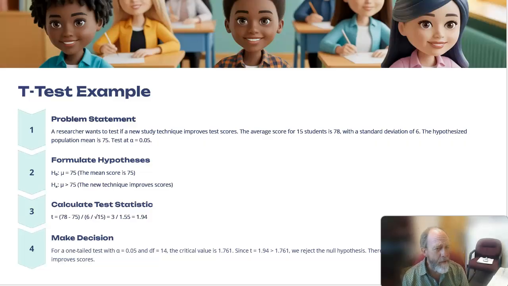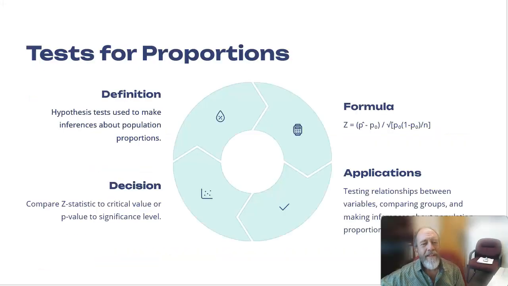That t came out to what? 1.94. 1.94 is greater than 1.76. We reject the null hypothesis in this case. So there is some evidence that it actually improves the scores in this one. Now, you're going to do this over and over again until you kind of get this. It just takes a little bit of time. It's not that terrible, but as you do it, you'll get it.